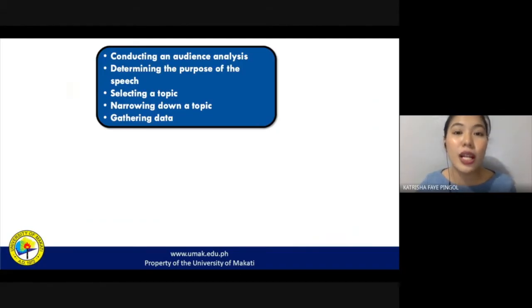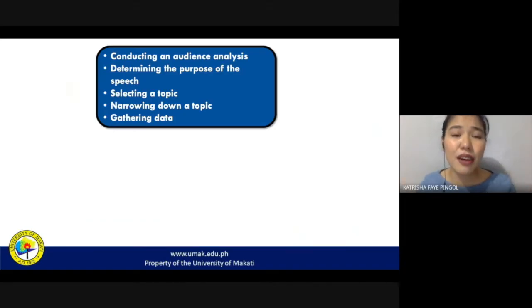Similarly, it also helps establish the relationship that you are going to be having with your audience, because in conducting an audience analysis, you are getting to know them better. And because you are getting to know them better, it's easy for you to determine what approach to use. How are you going to approach them? How are you going to deliver the speech so that they will be more interested in listening to it? Okay, so that is the reason why it's very important to get to know the audience beforehand.